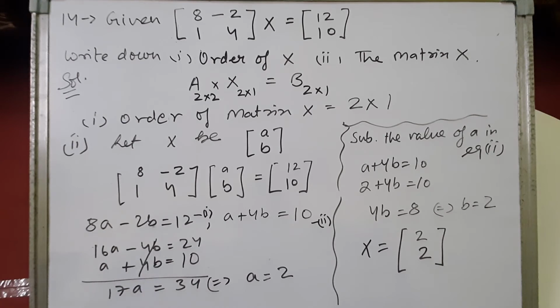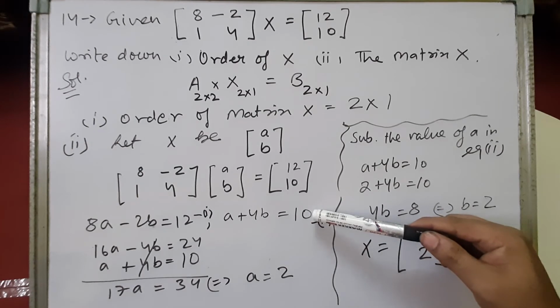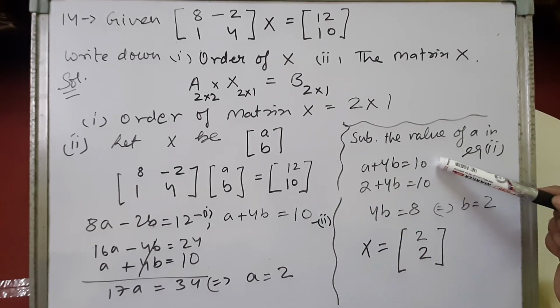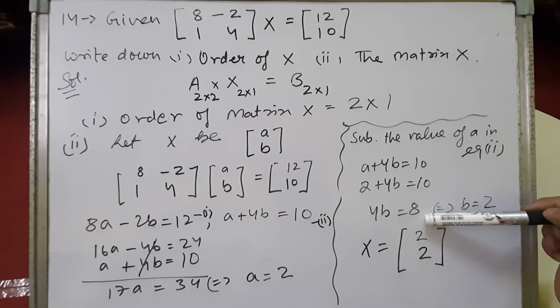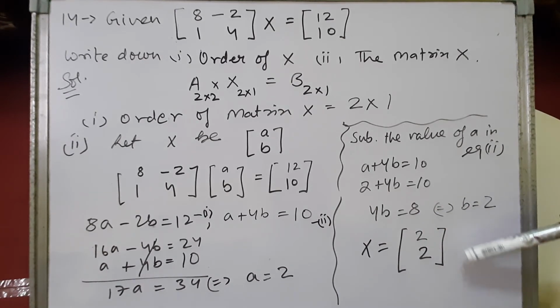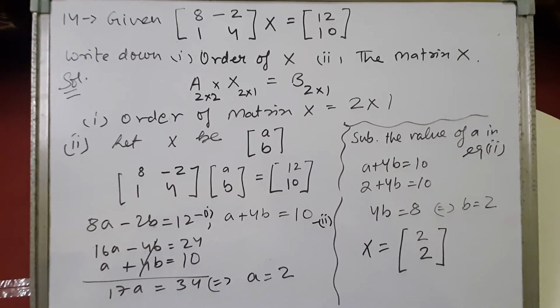So when we add both the equations, 4B and 4B get cancelled. 17A equals 34. The value of A is obtained as 2. Now we substitute the value of A in equation 2, A plus 4B equals 10. When we put A equals 2 here, the value of 4B will be 8. On cross multiplying, the value of B will be 2. Substituting the values of A and B in the matrix that we assumed, the matrix X will be 2 and 2. That will be the only one column, and both the elements will be 2. Alright children, note down the solution.